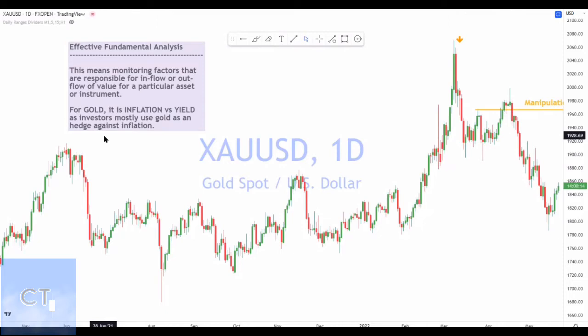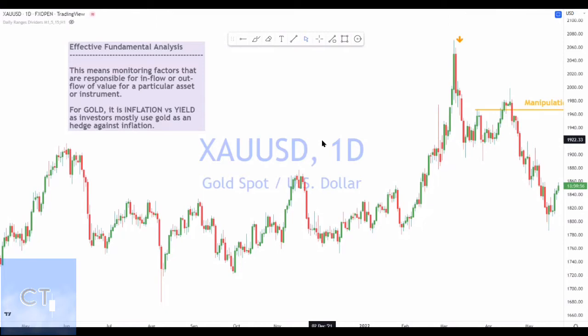So in analyzing gold, you understand that you are also going to be analyzing the currency in which gold is quoted. In this case, we're looking at gold versus dollar, but you could also look at gold versus euro, gold versus Japanese yen.